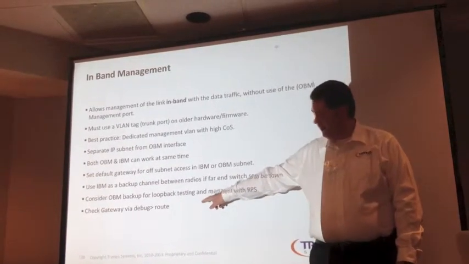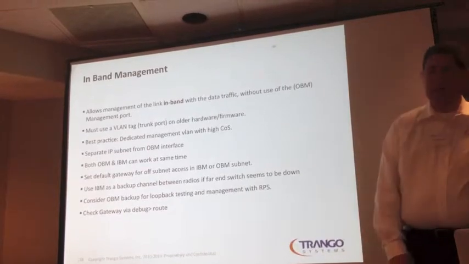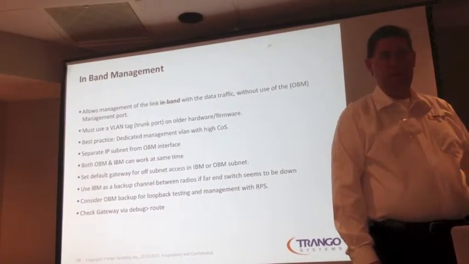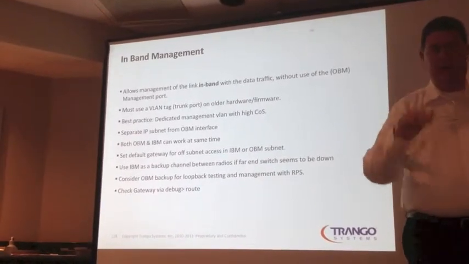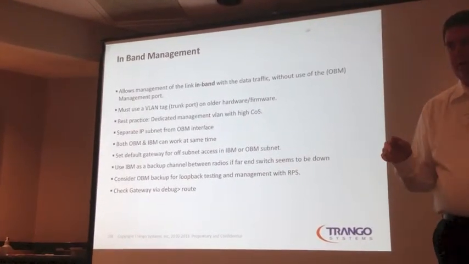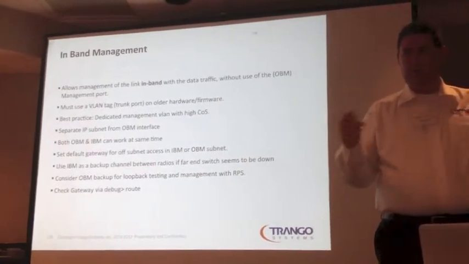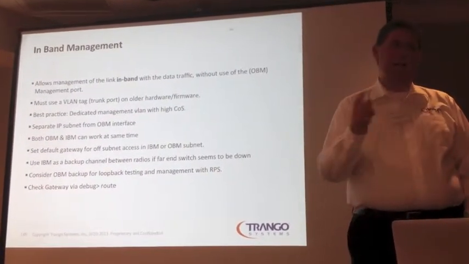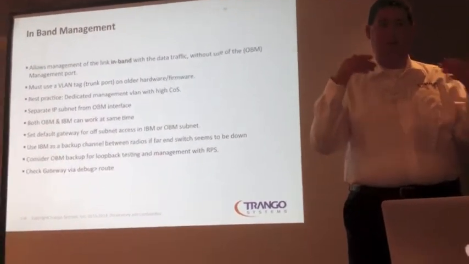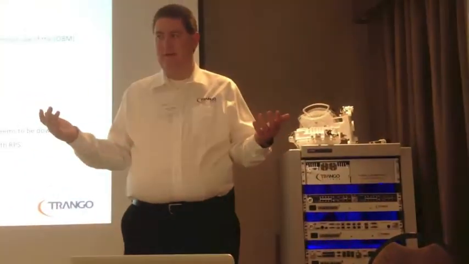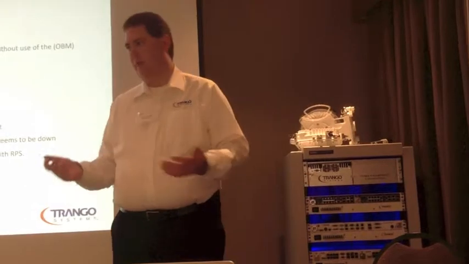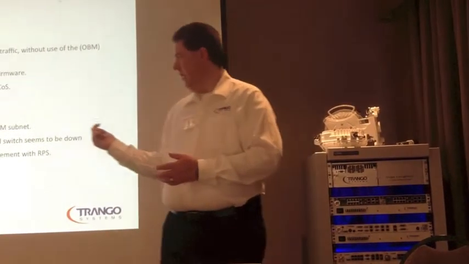I mentioned before, check the gateway via the debug route command. Make sure it's loaded in there properly. What I typically see when it's not is if you set the gateway before you set the subnet for your IBM, the radio will reject it. Because if you set the gateway and it realizes it's not really a local gateway, it'll say, that can't be my gateway, it's not local. And it'll delete it. So look at the route command, you should see it.